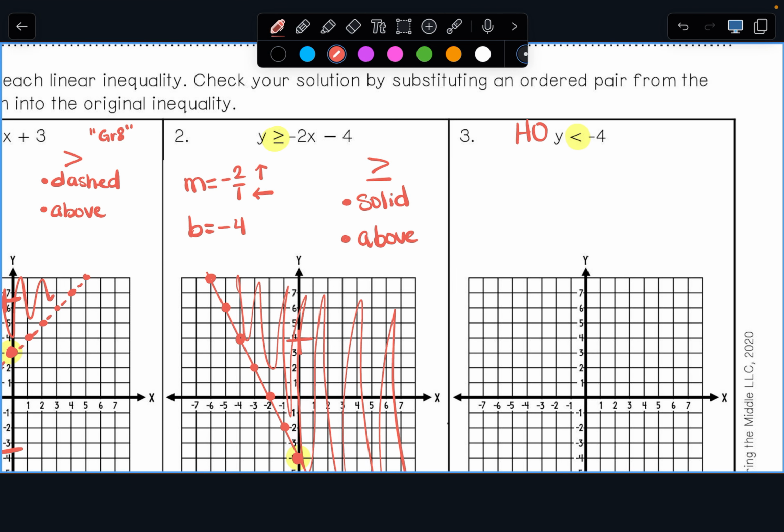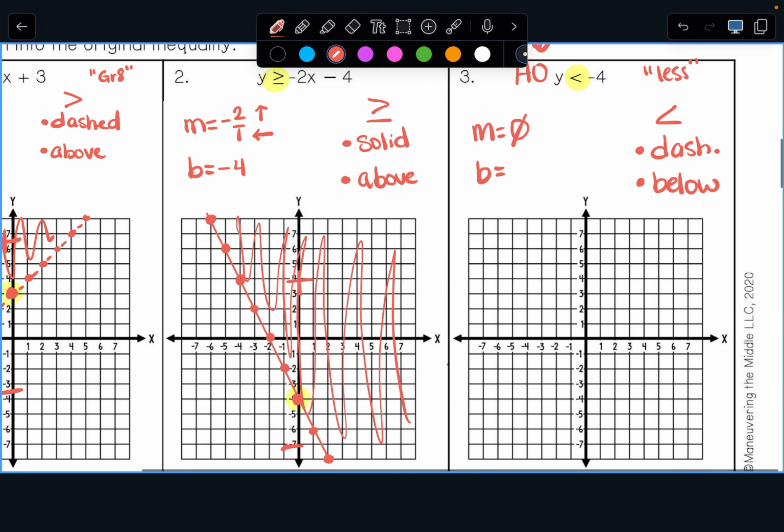First, I'm going to write Hoy. I'm going to look at my inequality. Is this one solid or dashed? Dashed. Above or below? Below. This one's below because the name of this inequality is less than, right? Now, the slope of a horizontal line is 0. The O in Hoy stands for a 0 slope. We'll come back to the y-intercept in a little bit.